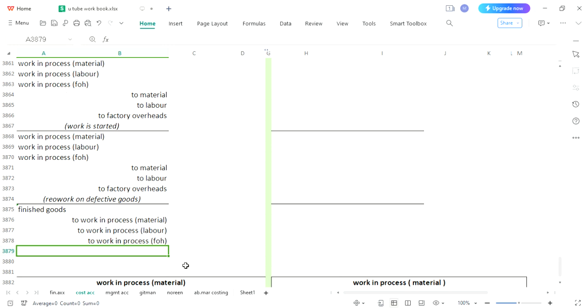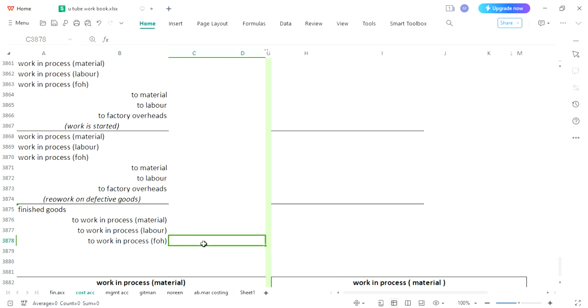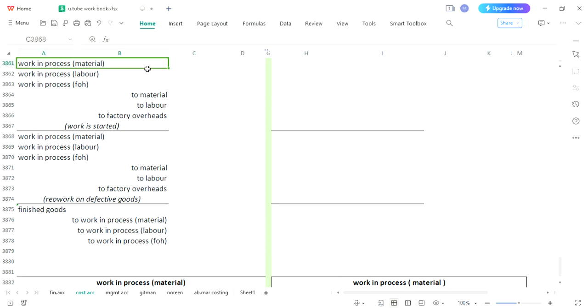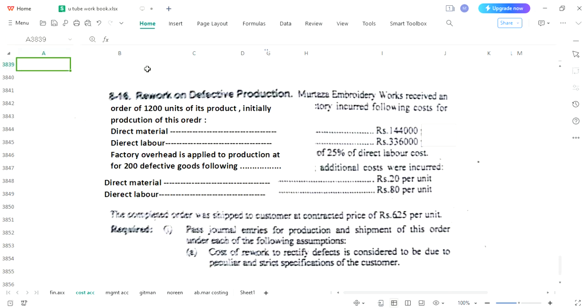When it has been ended, you will convert into credit side. Okay, so guys, over here our entries are completed, and we are now supposed to do their amounts. So please understand, first 1200 units are produced, initially incurred the following cost.